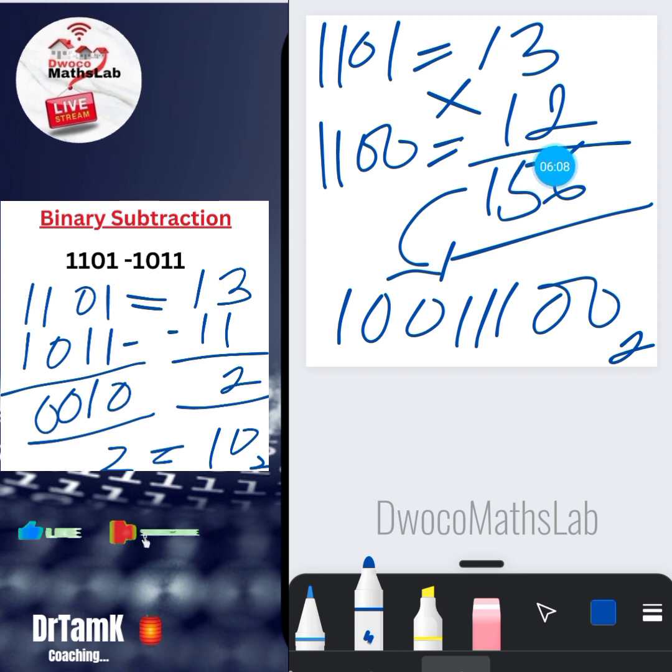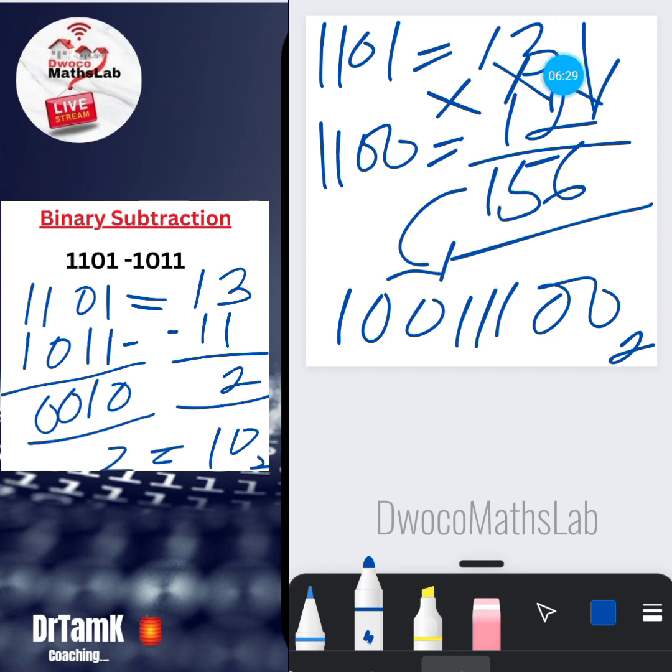Now 13 times 12. How do you multiply this? Very simple. Let me show you what to do. When you want to multiply something like this, take the vertical first. Vertical means 2 times 3. 2 times 3 gives us 6. Is that clear? Now the next stage is you cross multiply. This one multiplied by 2 gives you 2. This one multiplied by 3 gives you 3.